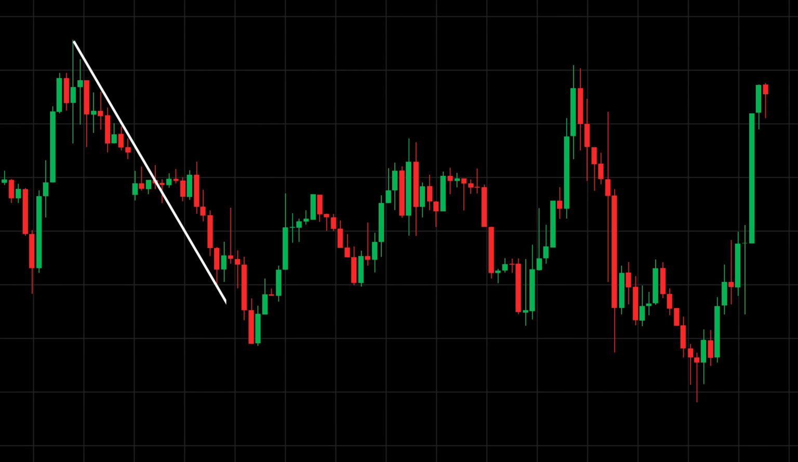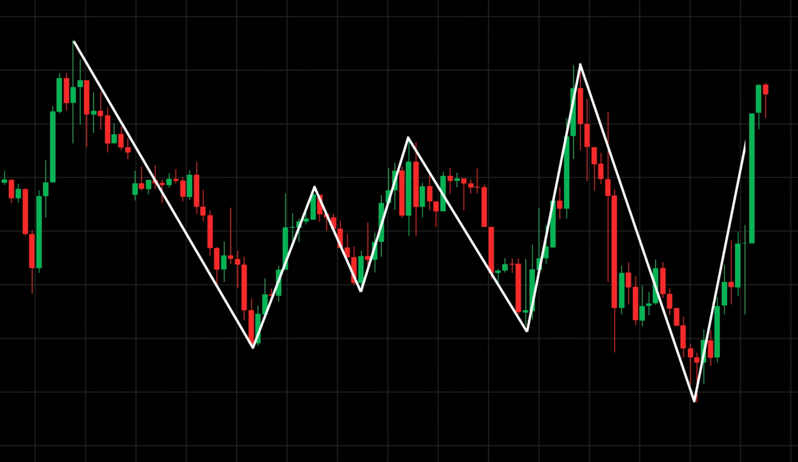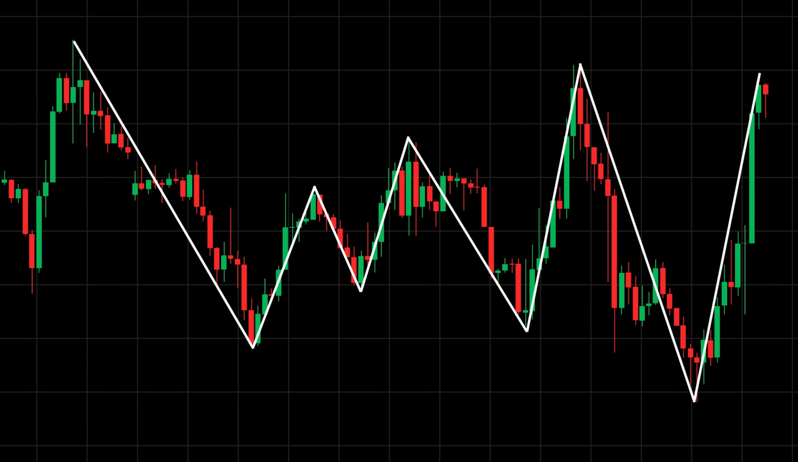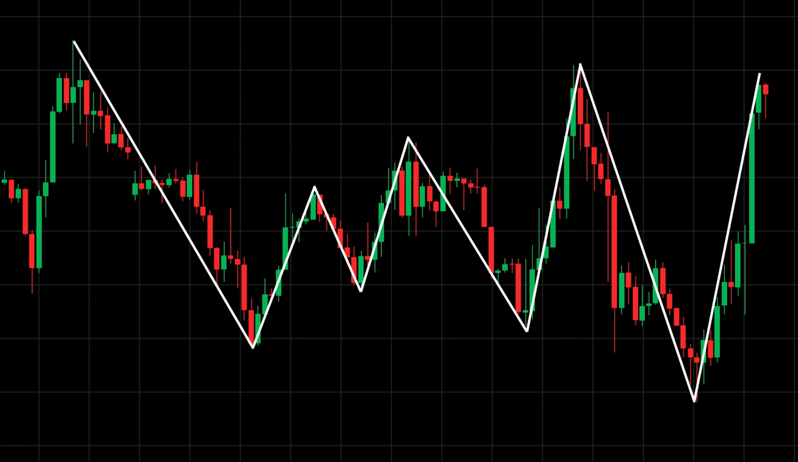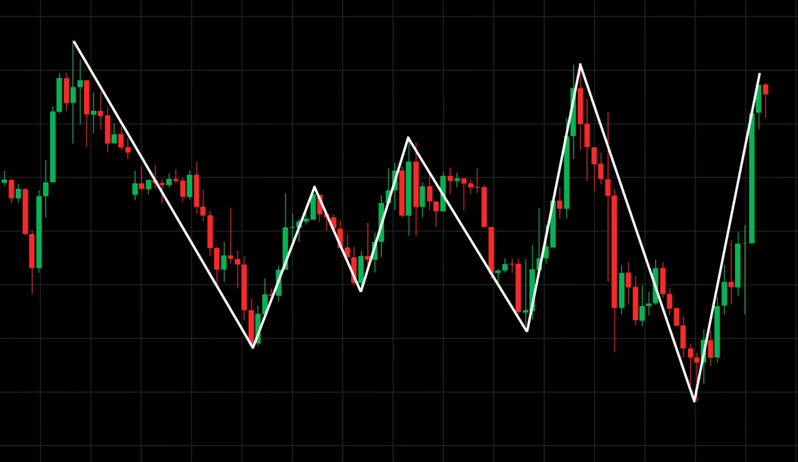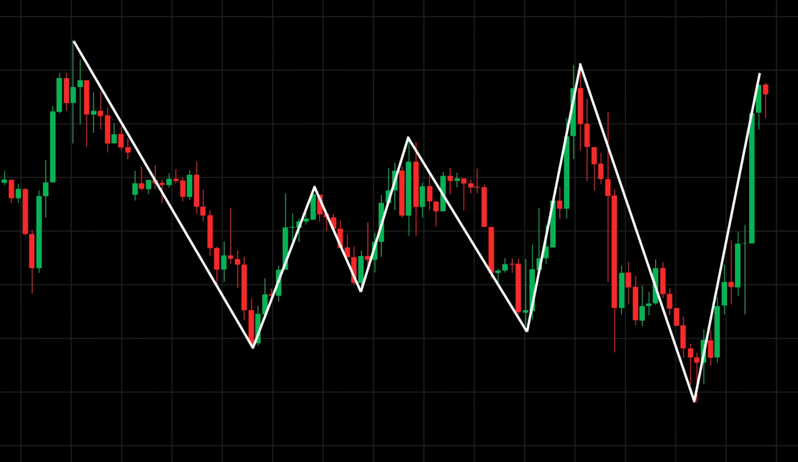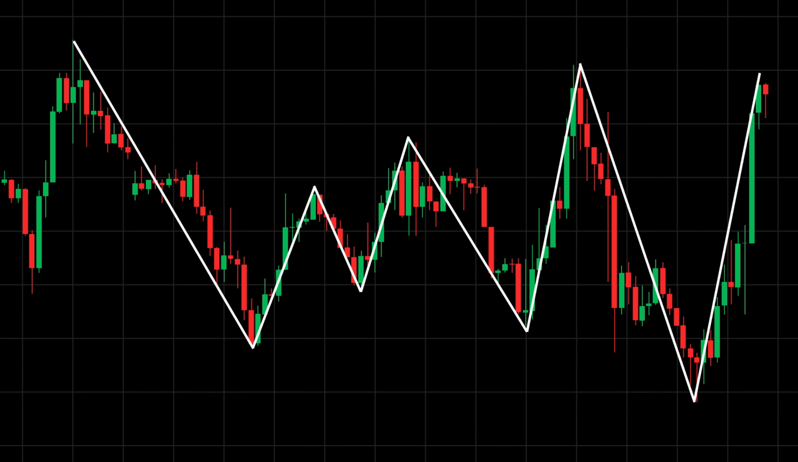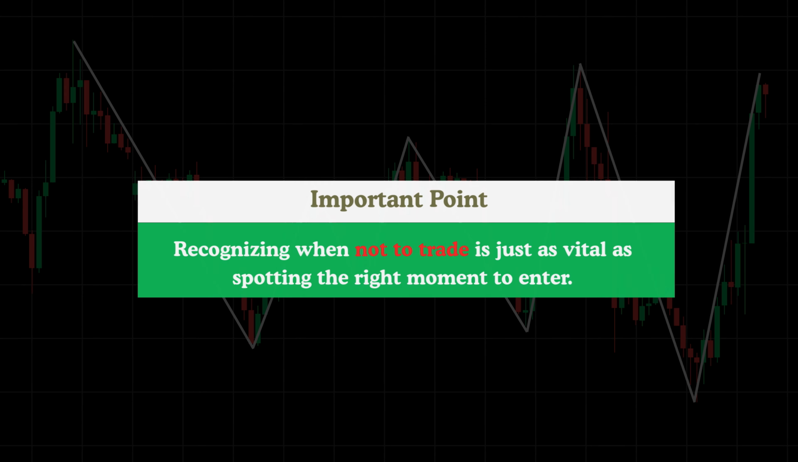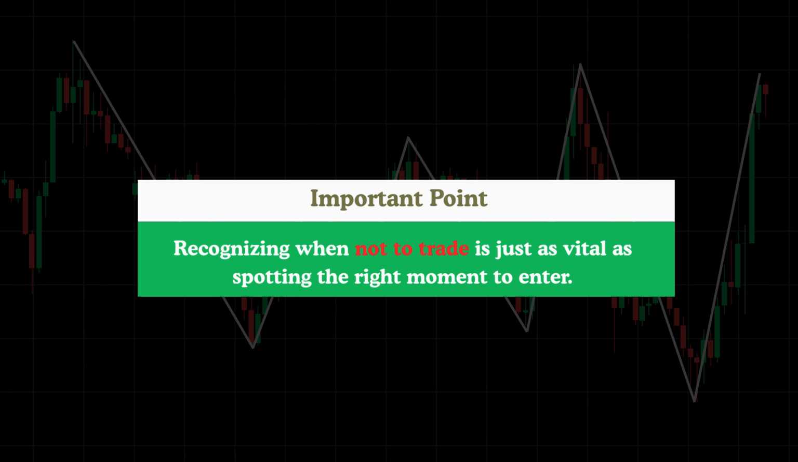In contrast, take a look at this chart. It shows the most recent market structure schematic. The market is consistently testing and validating both the major swing highs and lows, giving us no definitive direction. This is when it's crucial to stay out of the market until a clear bias emerges. Recognizing when not to trade is just as vital as spotting the right moment to enter.